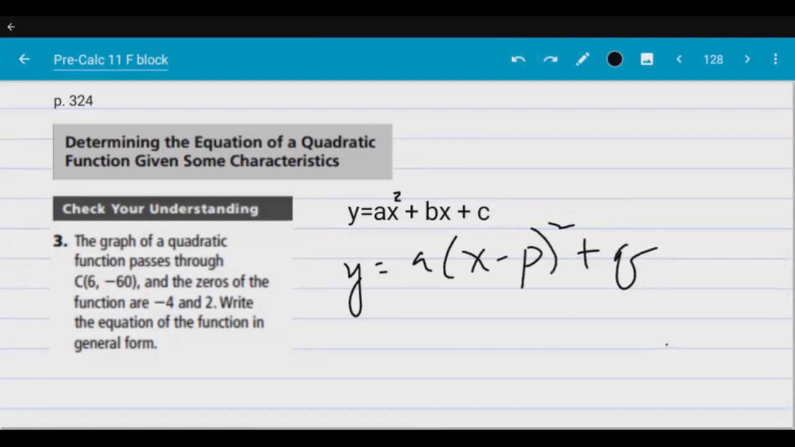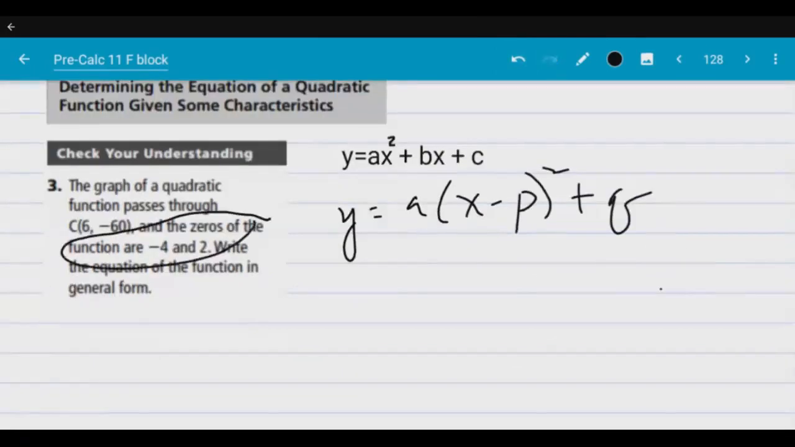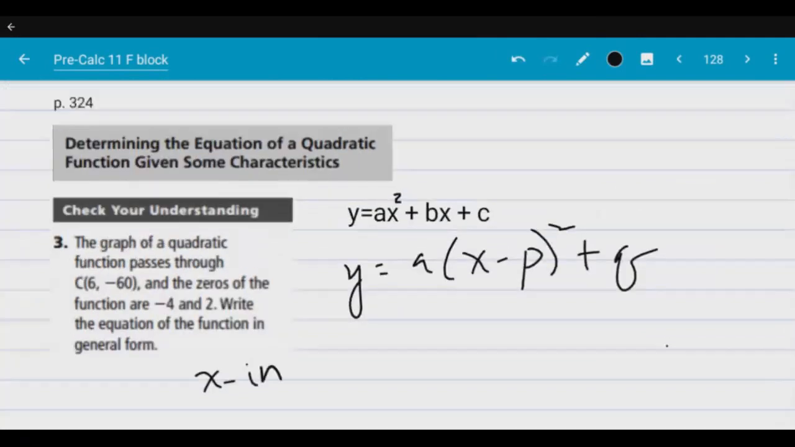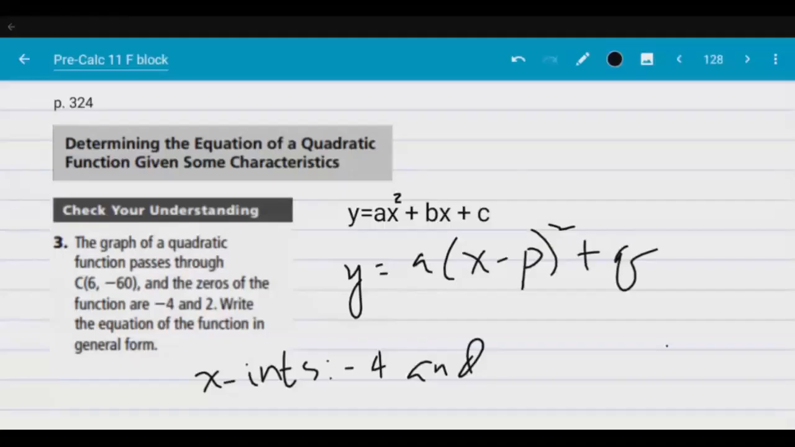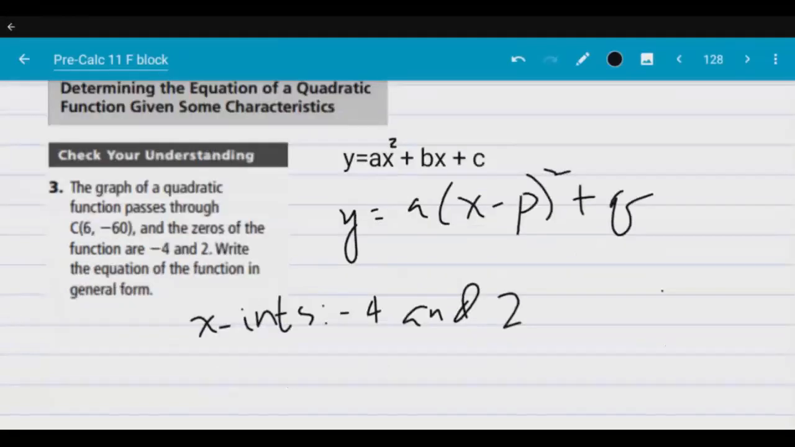Let's look at what this means. The zeros of the function are -4 and 2. Well, the zeros of the function are the same as the x-intercepts. Therefore, the x-intercepts are -4 and 2. Now, how do you use these values? We have the x-intercepts, and we know that it passes through the point (6, -60).